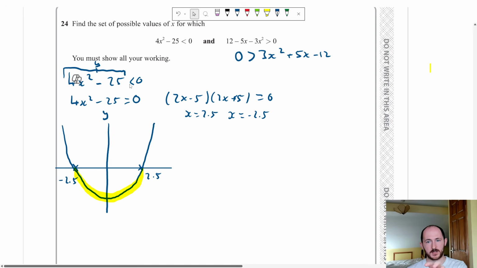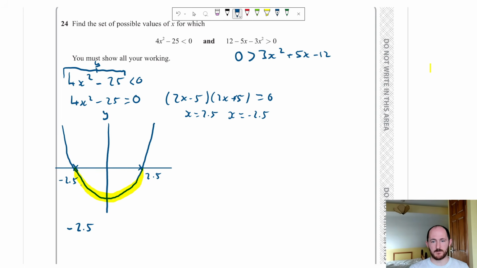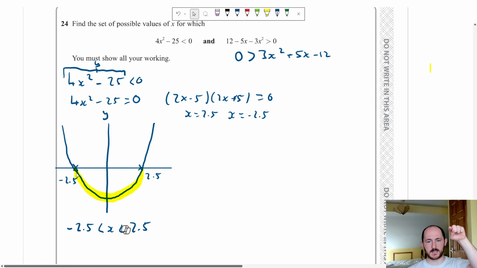So if I read the question again, it's saying, when is the y-coordinate of this graph less than 0? Well, the answer to that is between the values of minus 2.5 and plus 2.5, because that's where it dips below the x-axis. Now, if you notice, I haven't put equals to, because the question says less than 0. It doesn't say less than or equal to 0. When it's at minus 2.5 or 2.5, it equals 0. So that's the key difference.